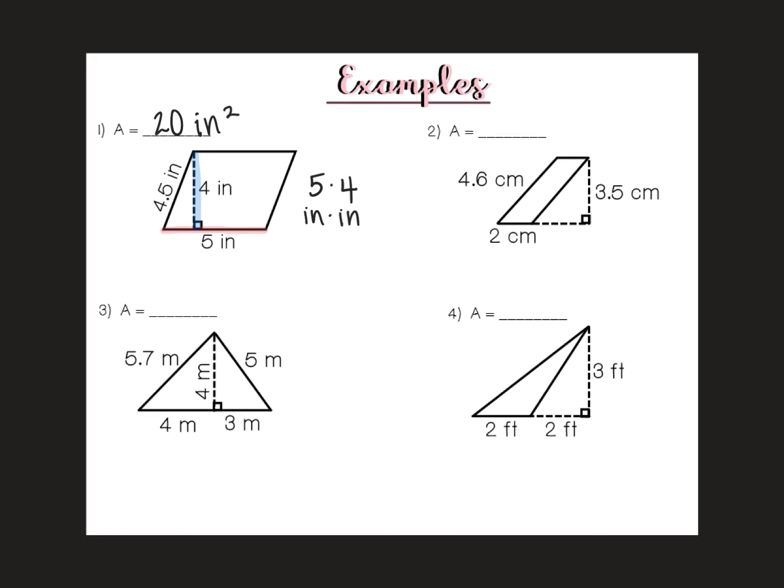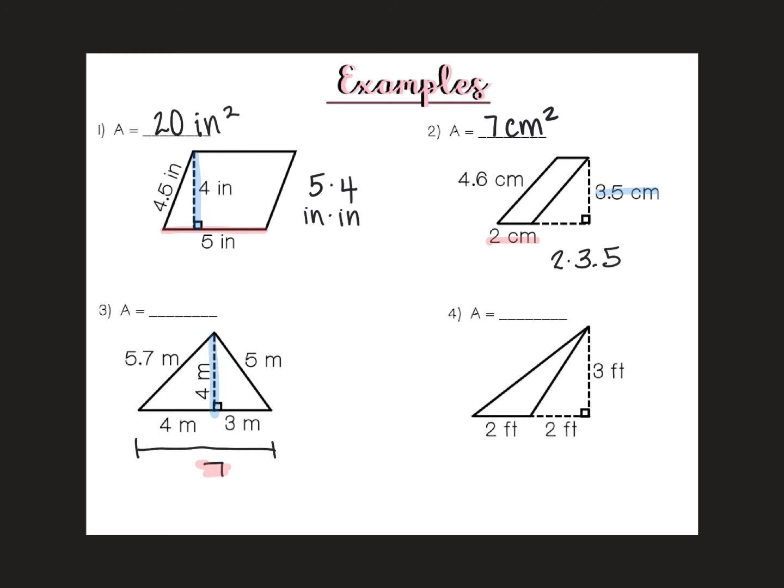Here on the next one, we have another parallelogram. So here's the base, and then here's the height. So base times height would be 2 times 3.5, which is 7 centimeters squared. The next example is a triangle. If you look, the entire length of the base is 7, and then the height is 4.